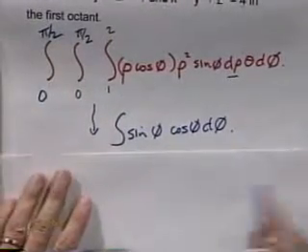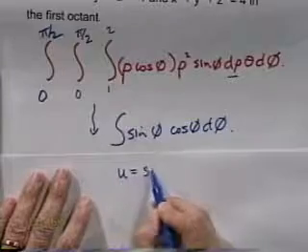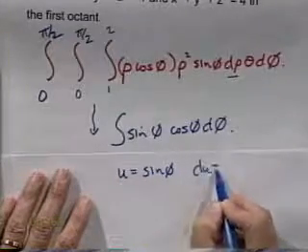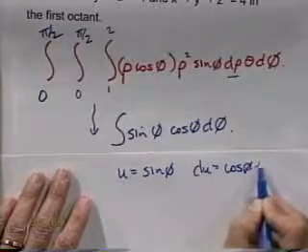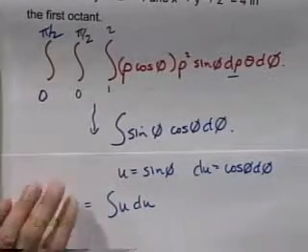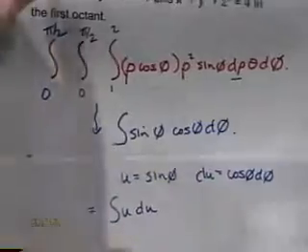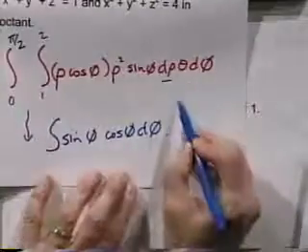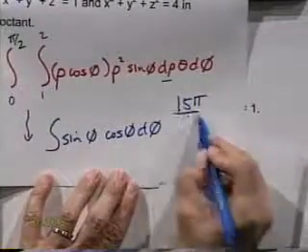U substitution. What are you going to let u be? You let u be sine phi, then du is cosine phi d phi, and this becomes an integral of u du, which is blah, blah, blah. You can finish it. Okay? I'm not going to finish it. We're going to end up, if we do it, with 15 pi over 16. The most important thing is for us to see how to set these up.